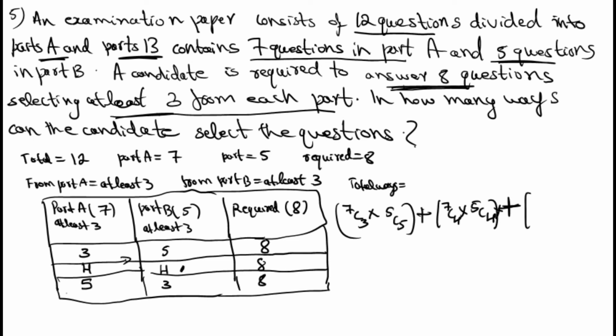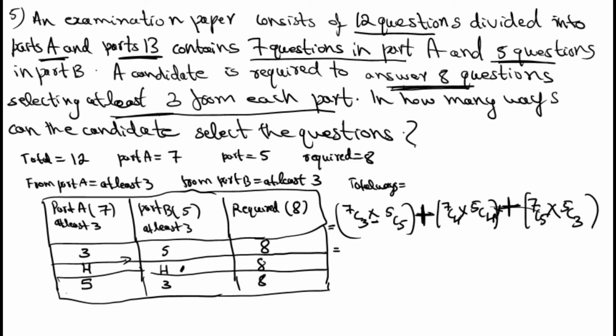Part A 7C5. Out of 7 he can take 5 questions, and into, from part B he needs to select 3 questions, 5C3. Okay, clear? See, part A 3 questions, part B 5 questions, total equal to 8. Why multiplication here? Because 3 questions from part A and 5 questions from part B, then only you'll get 8 questions, right? So plus. Here why plus? It's an OR condition. While moving to the second option, or while moving to the third option, you will get an OR condition, right? So you need to put plus. Now calculate this value.